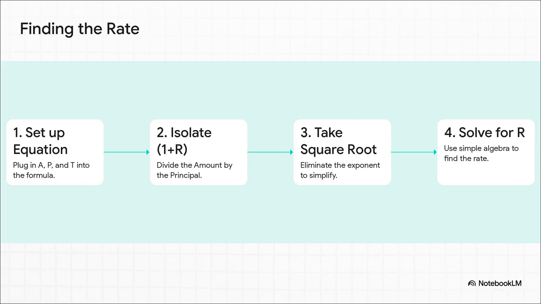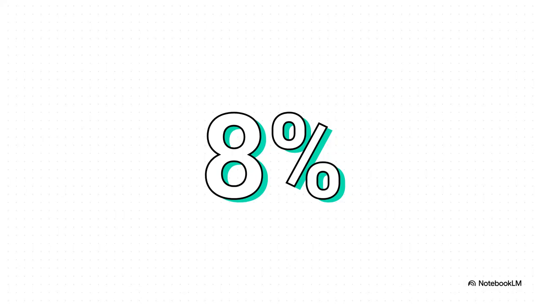So we plug in our numbers, then we get that bracket by itself by dividing the final amount by the principal. Now, how do you get rid of that squared term? Simple, you just take the square root of both sides, and that cleans the whole thing up, leaving us with some basic algebra to find our rate. Which gives us our final answer. The annual rate of interest is 8%.